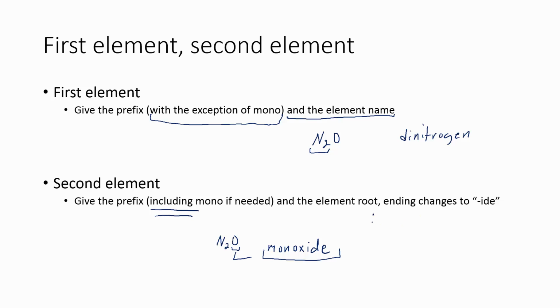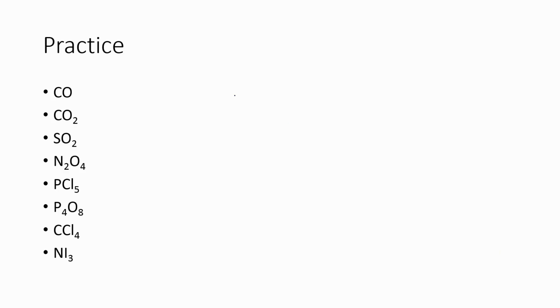So the two together, N2O, would be dinitrogen monoxide. That's as hard as this is. That's as bad as it gets. Okay? So give it some practice. Pause it, write these all in, see what you think, and go from there. So here's the answers once you have unpaused it.